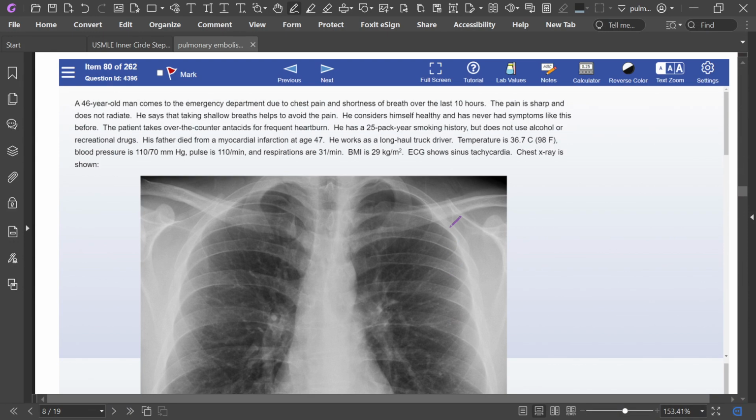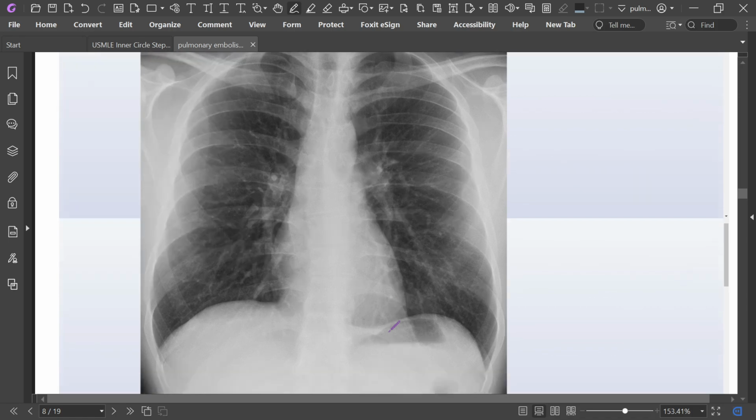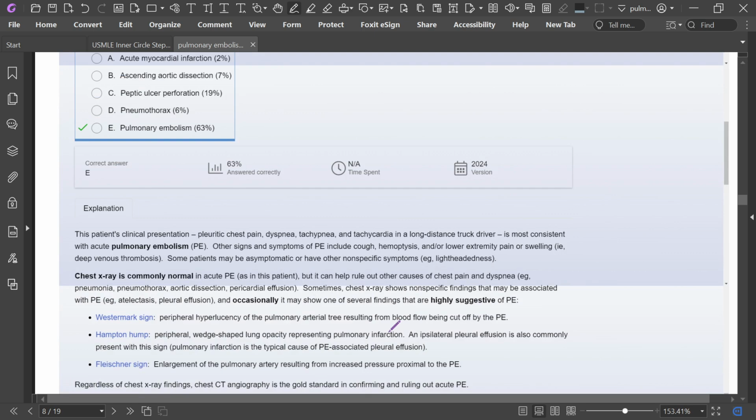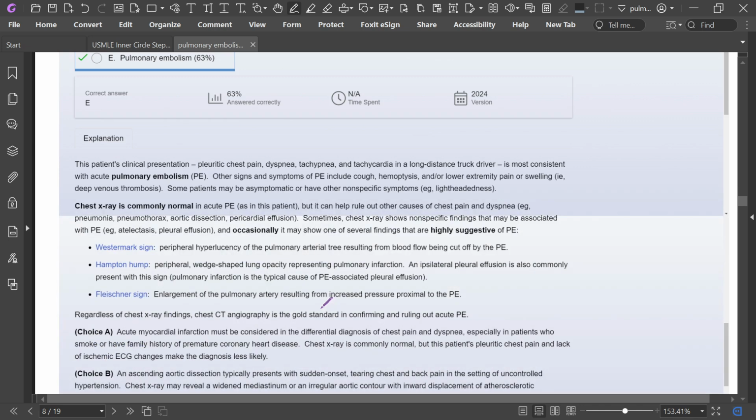Okay, look at the stem. ECG shows sinus tachycardia. Again, hypertension, tachycardia, tachypnea, chest pain, shortness of breath, smoking history. Looks like PE, pulmonary embolism. In pulmonary embolism, there are plenty of signs, like Westermark sign, Hampton sign, Fleischner sign. We have already discussed those signs.